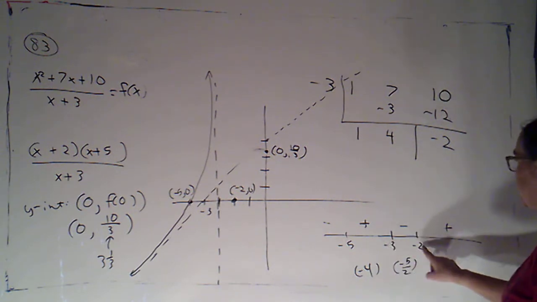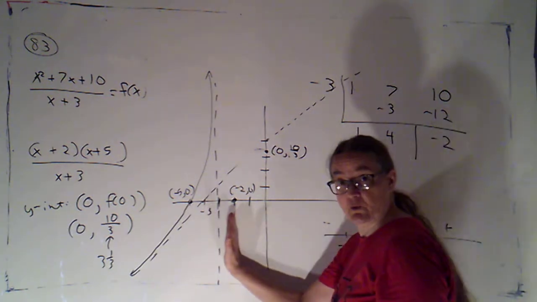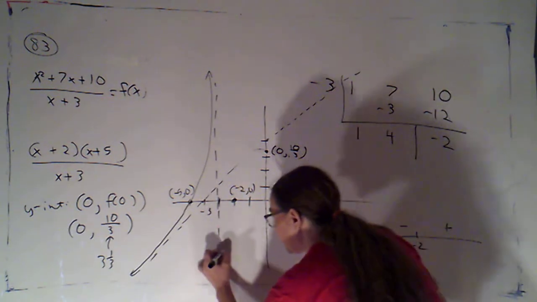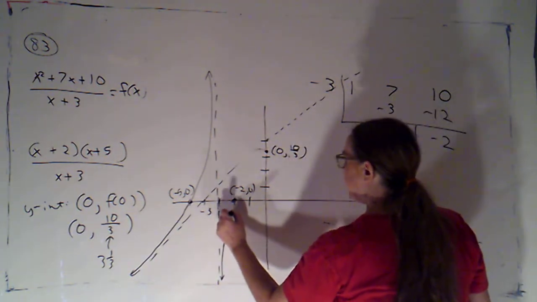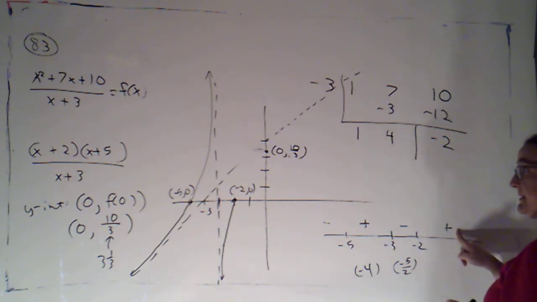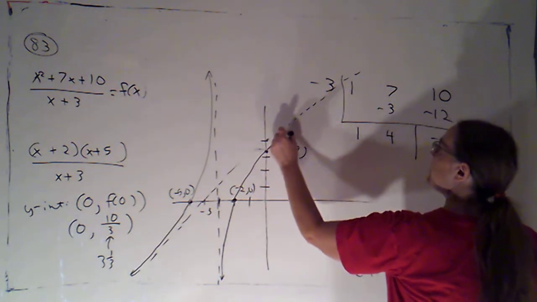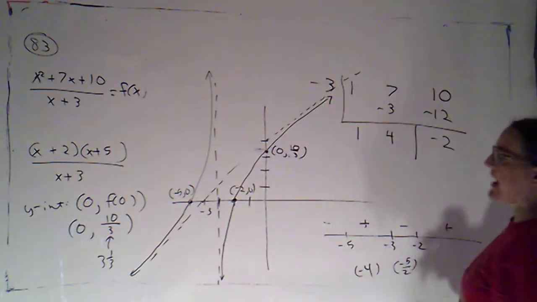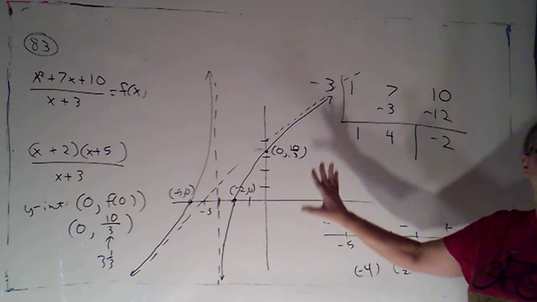Between -3 and -2, we had to be negative. So since that's to the right of this asymptote, we've got to start down really low. We're going to come up and hit that x-intercept. And then we cross the x-axis. We're going to become positive. We're going to pass through that point and approach that asymptote. So it's going to look something like so.